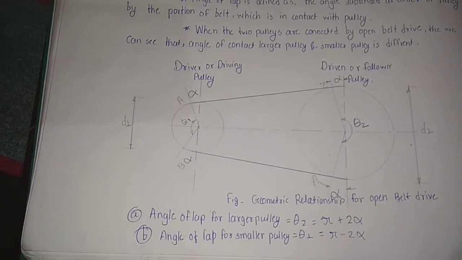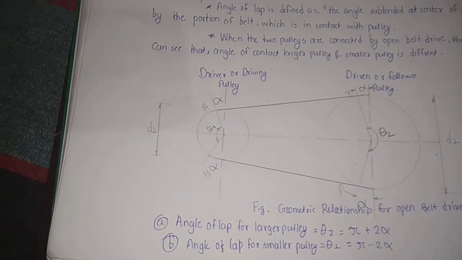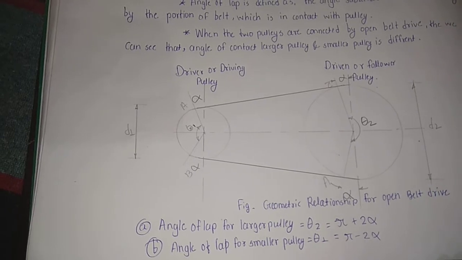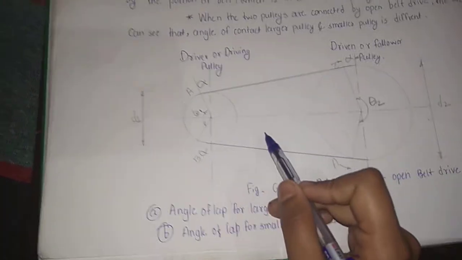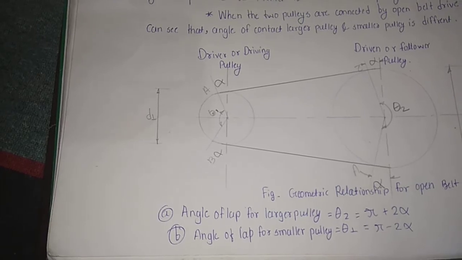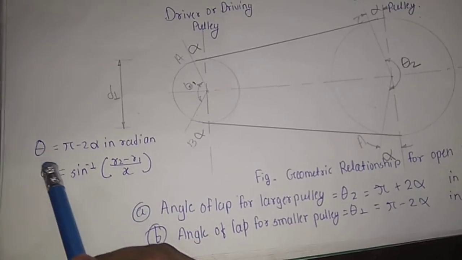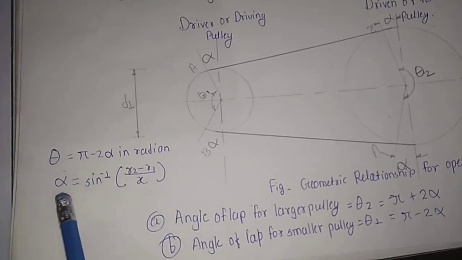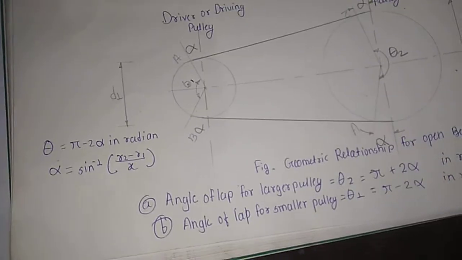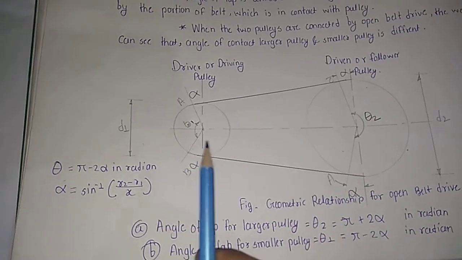However, when two pulleys of different diameter are connected by means of an open belt drive, the angle of lap or contact at the smaller pulley must be taken into account, for example theta 1, because the slipping chances are more in the case of the smaller pulley. The angle of lap for open belt drive is taken as theta equals pi minus 2 alpha in radians. In the second formula, alpha equals sine inverse of (r2 minus r1) upon x, where x is the distance between the centers of the larger pulley and smaller pulley.